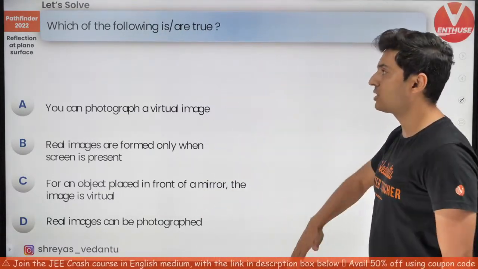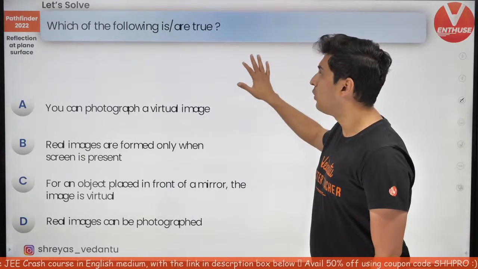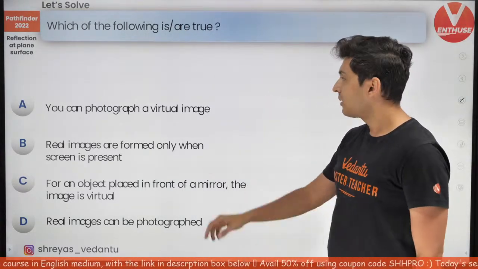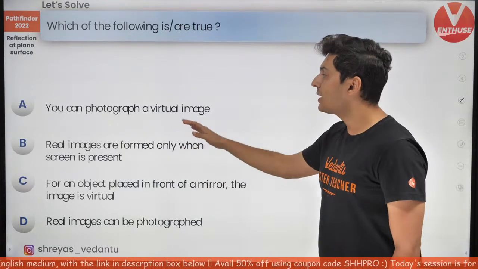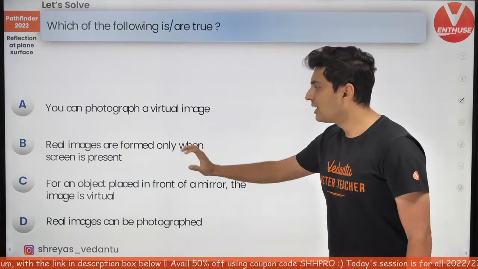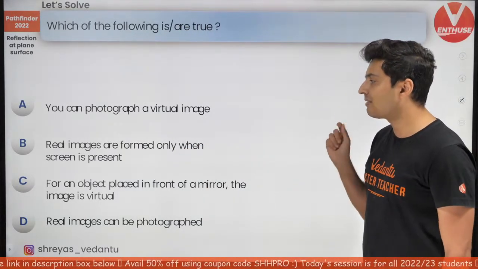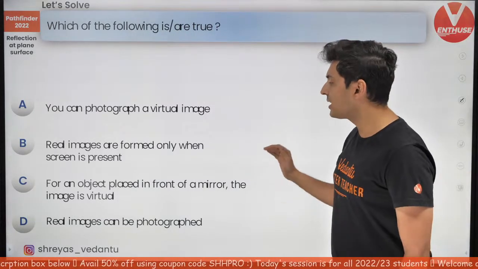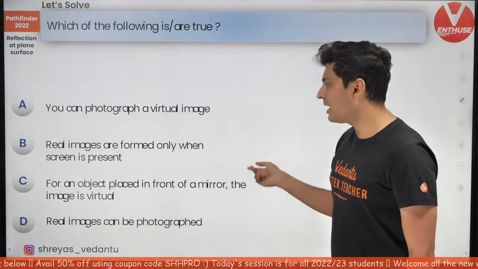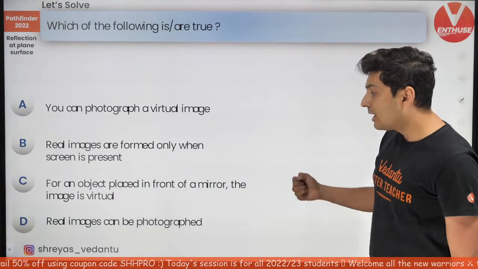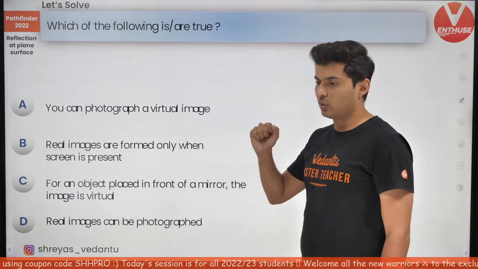Let's solve the first question for today. Which of the following are true? More than one can be correct. You can photograph a virtual image. Real images are formed only when screen is present. For an object placed in front of a mirror, the image is virtual. Real images can be photographed.